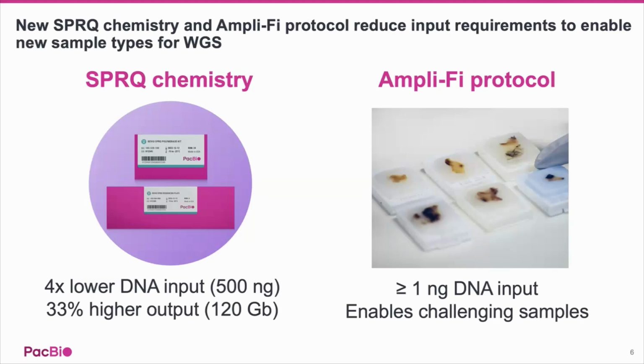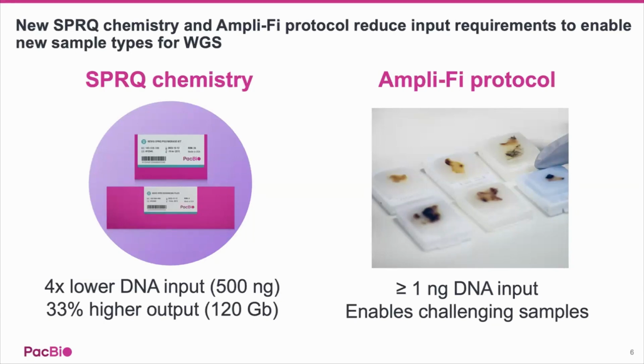Next, I want to talk about some of the recent improvements in our product offerings. Last year, PacBio rolled out a new sequencing chemistry called Spark that enables 4 times less DNA input for PCR-free libraries and increases output by 33%. So you can get a 40-fold human genome per SMRT Cell. This also means that a lot of samples that didn't have enough material before are now accessible with HiFi.